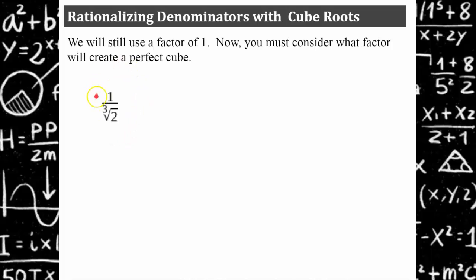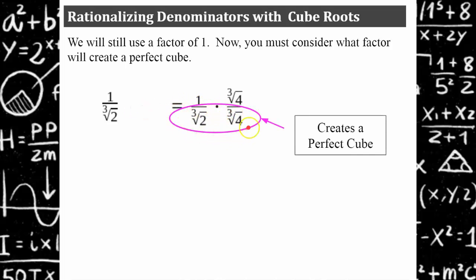This is not going to be the case for a perfect cube. So here's our first expression: 1 divided by the cube root of 2. Now I'm going to multiply by the cube root of 4 because I have one 2 here and two 2's here, and I'm looking for a set of 3 factors. The cube root of 2 times the cube root of 4 is the cube root of 8, which is a perfect cube. So then I need to consider the factor of 1. My factor of 1 is going to be the cube root of 4.